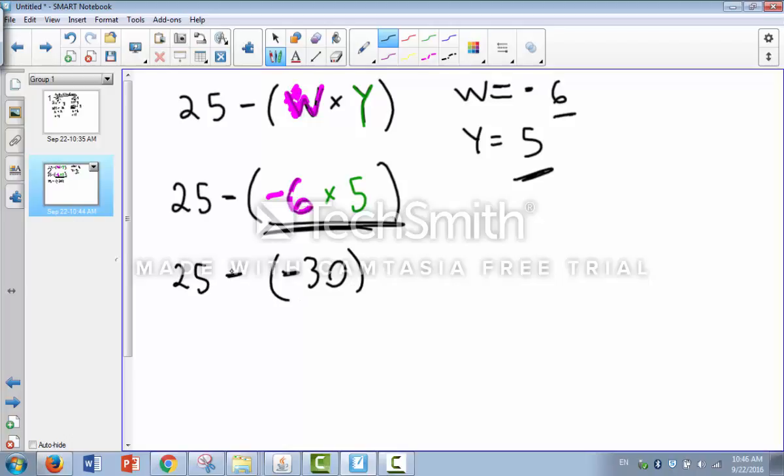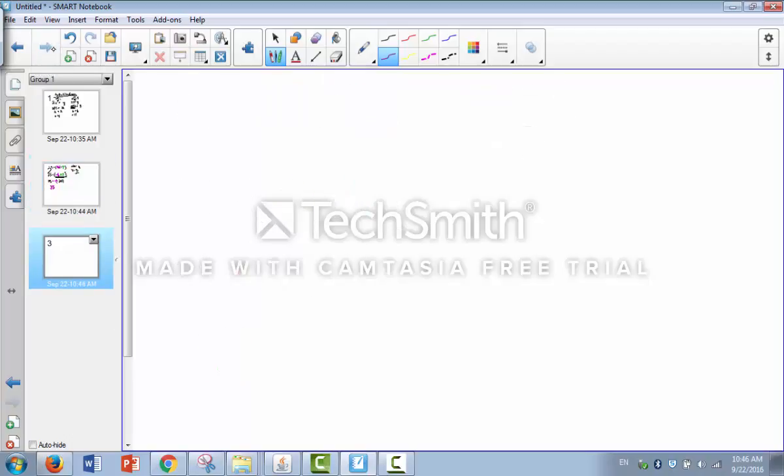25 minus -30. Minus a negative, you can think of that as addition because subtracting a negative is the same as adding. And the answer is 55. 25 plus 30 is 55. Next.